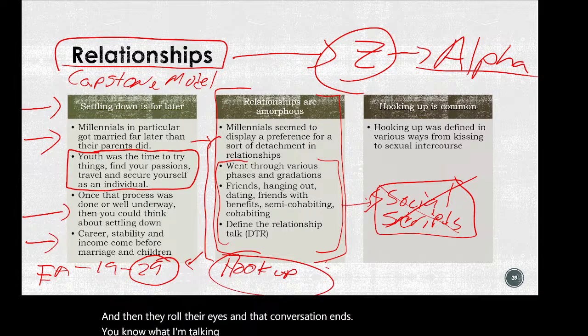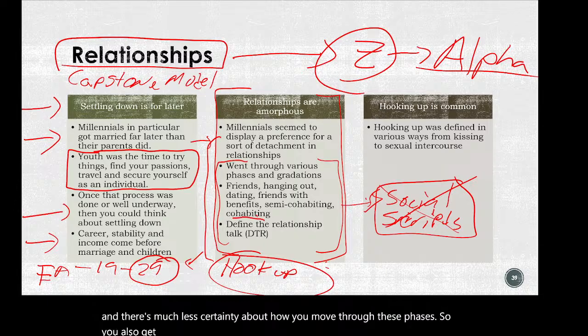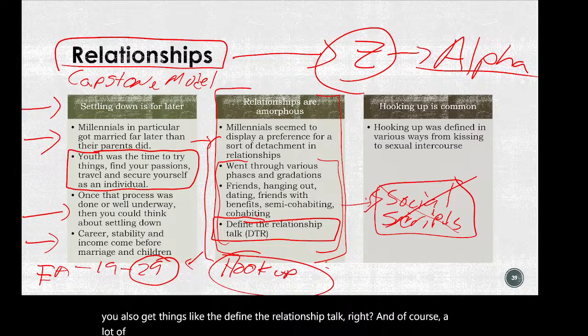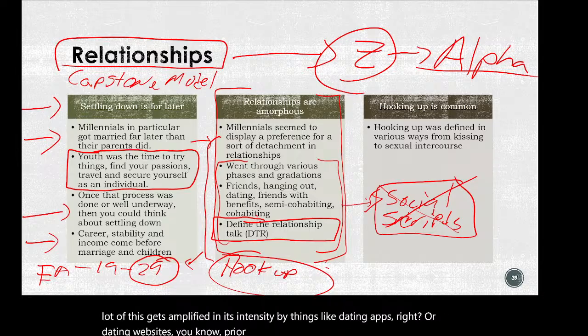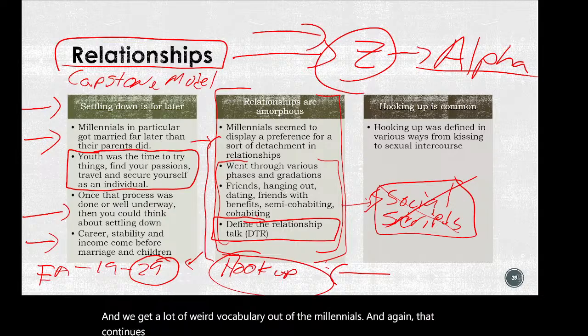But you get this, it's much less defined, and there's much less certainty about how you move through these phases. So you also get things like the define-the-relationship talk, right? And of course, a lot of this gets amplified in its intensity by things like dating apps, right? Or dating websites, prior to the app economy really being dominant. A lot of this gets kind of messed up. And yeah, we get a lot of weird vocabulary out of the millennials. And again, that continues with Gen Z.